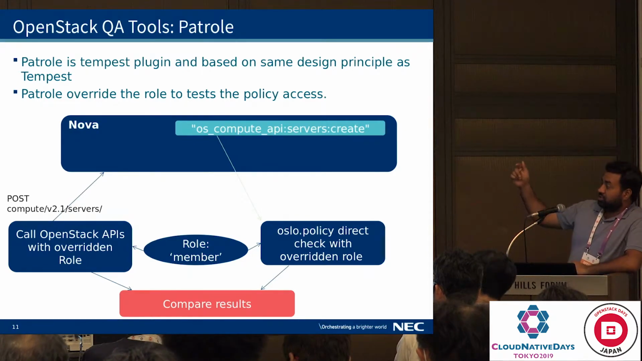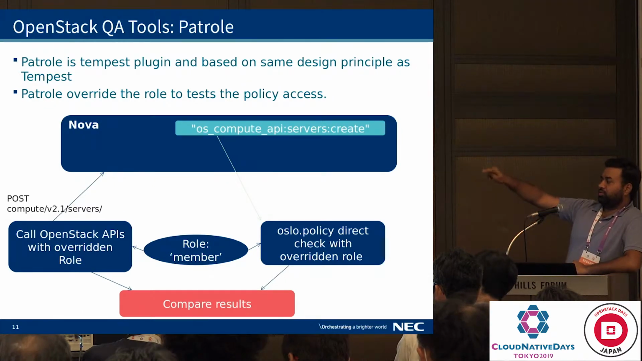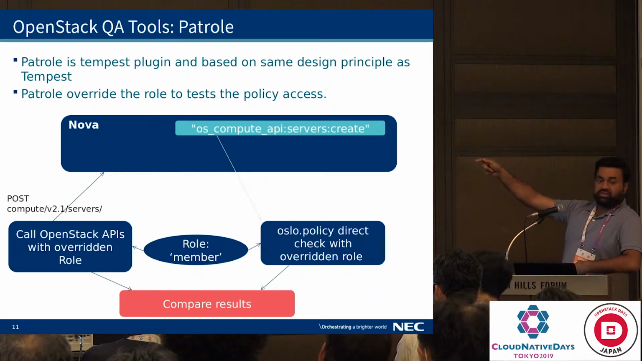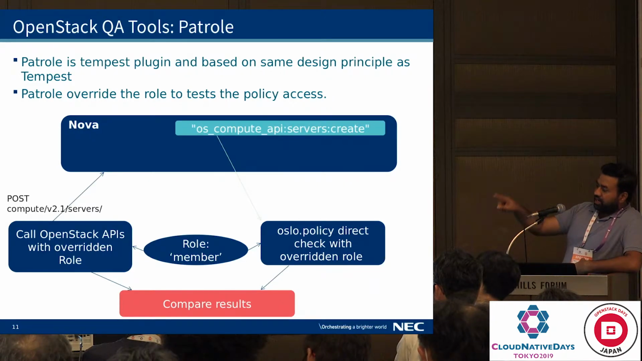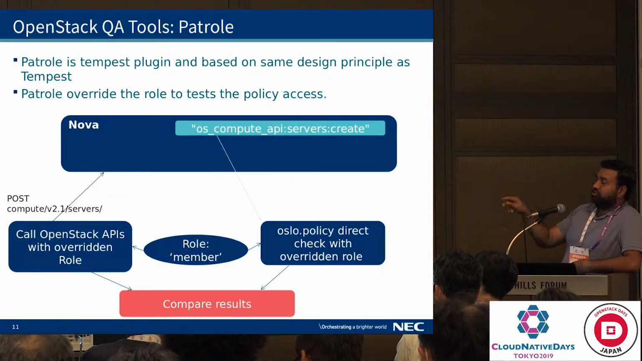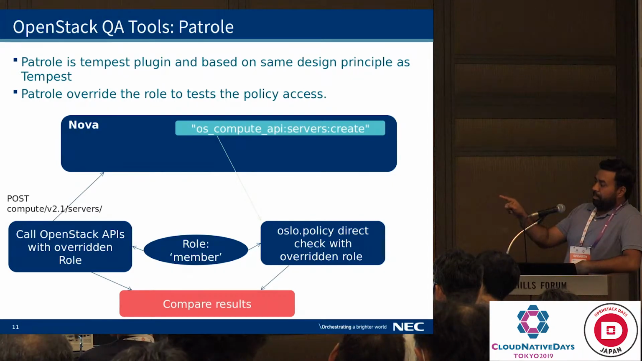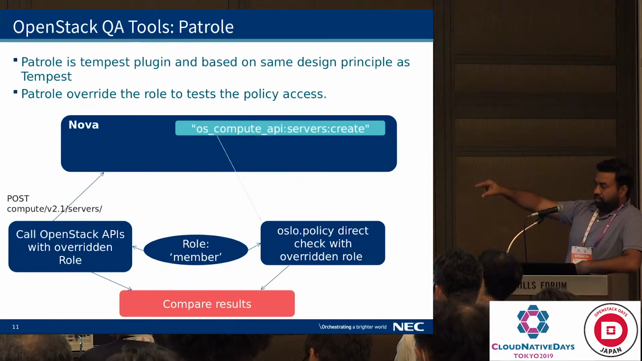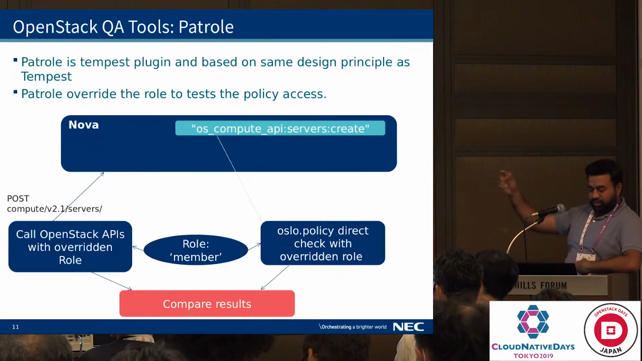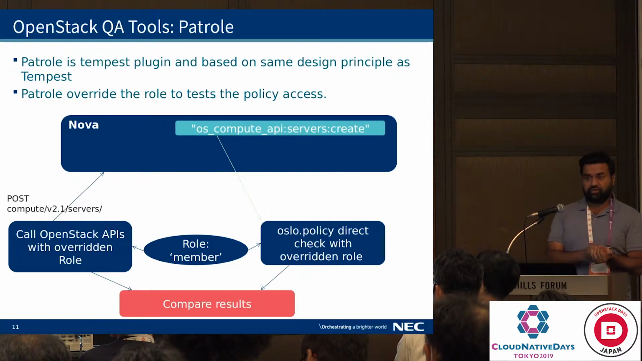So Patrole first checks the configured role with Oslo policy, whether that role has access to that policy or not. On the second side, it calls the actual OpenStack APIs with that overridden role. So it will call the post server API with the member role. Say, for example, in your cloud only admin is able to create the server. Patrole will call the API with the member role, and it will say not authorized, 403 error.